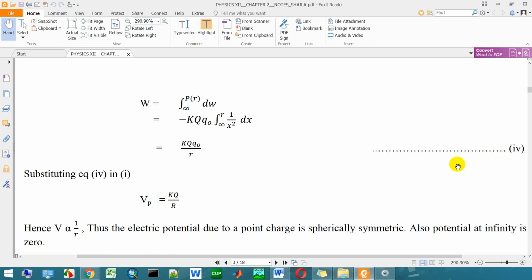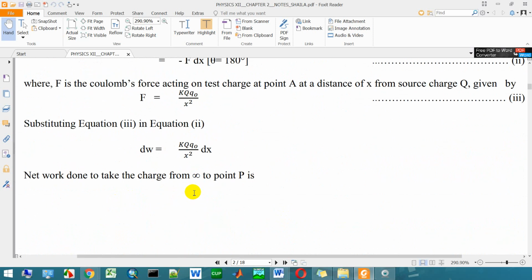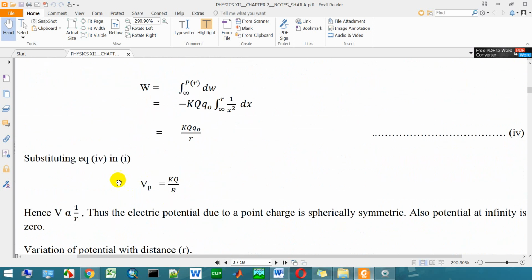Substituting this fourth equation in the first equation, we get the net work done. So net work done, substitute it here. After substituting, this Q naught will get cancelled. So this is the electrostatic potential at point P in terms of source charge. So when you get a question to express potential in terms of source charge Q, you will be doing this solution.